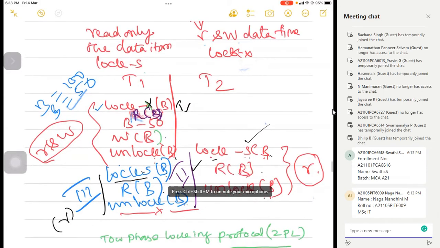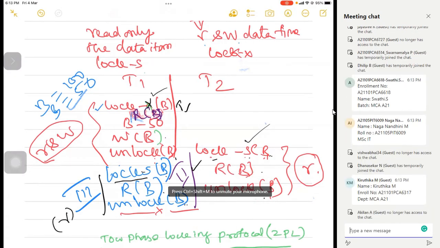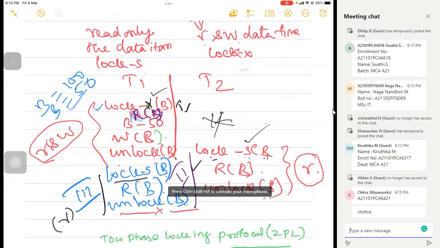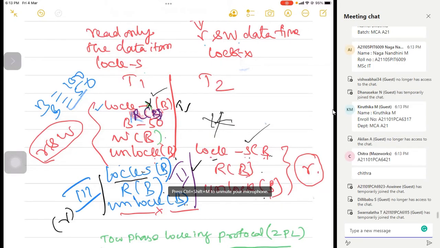So you understood? See, when you keep an exclusive lock, others will not enter, isn't it? Others will not enter. Once it is a shared lock, both transactions can read and then unlock it. Understood? Okay.